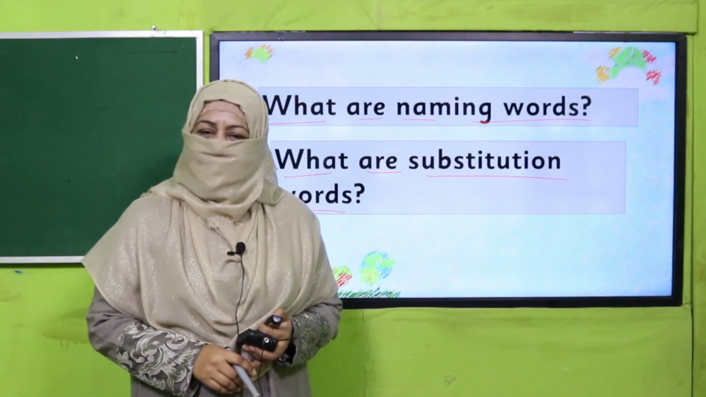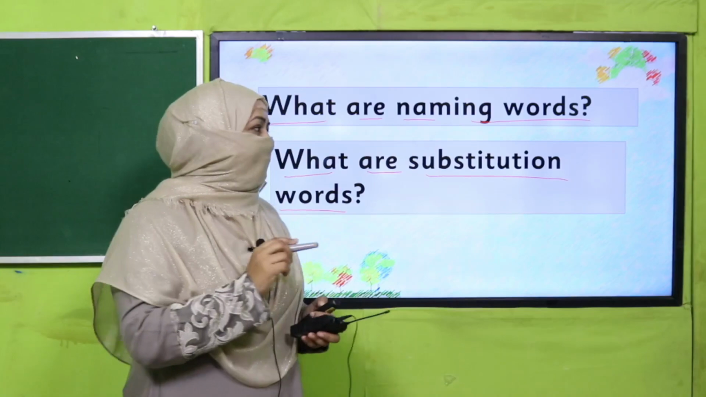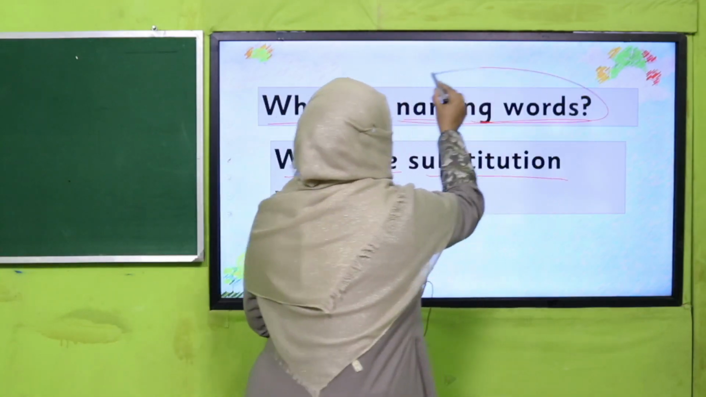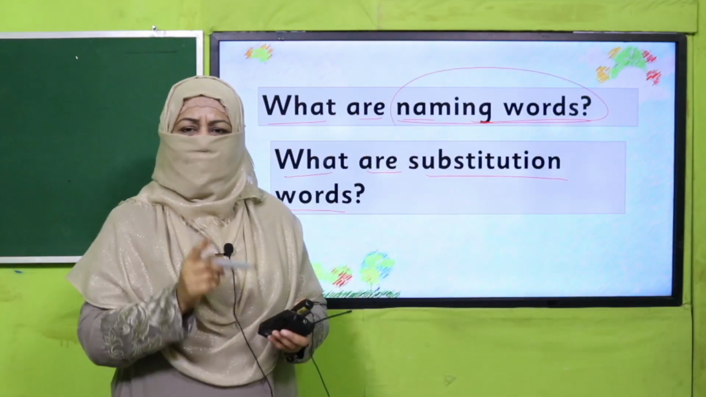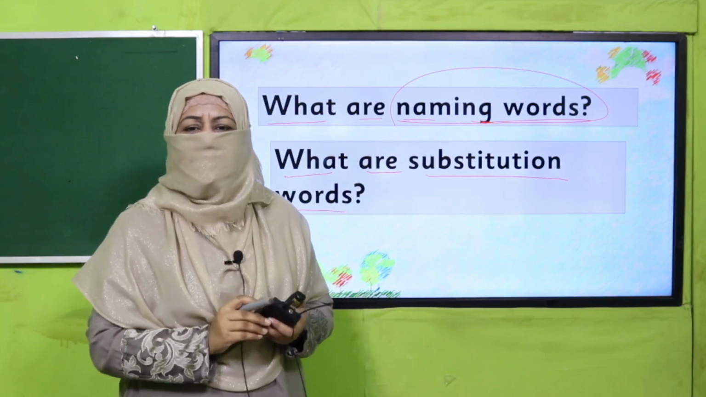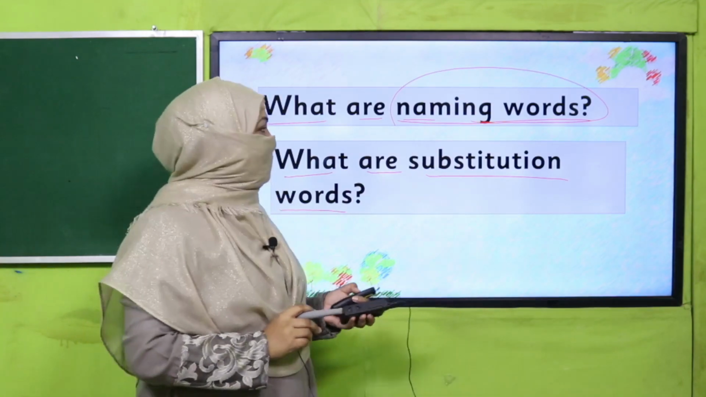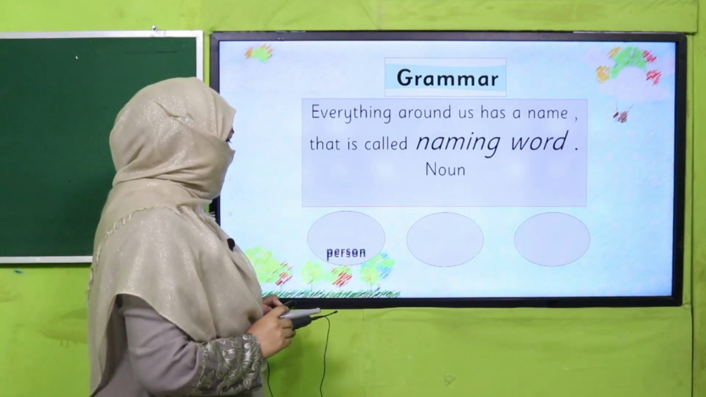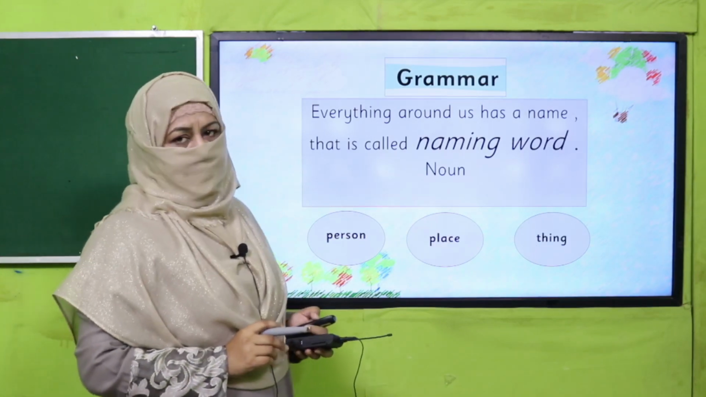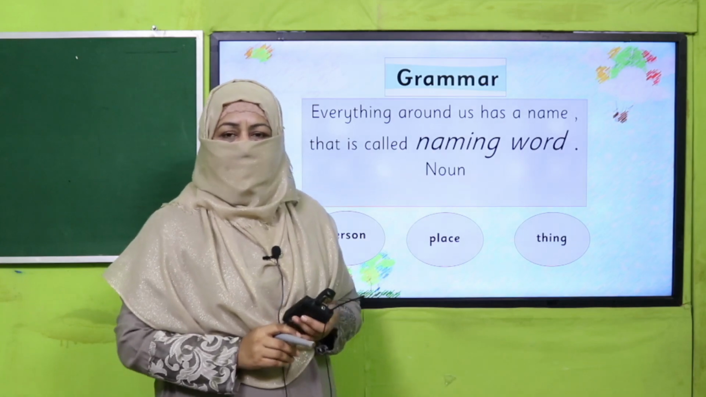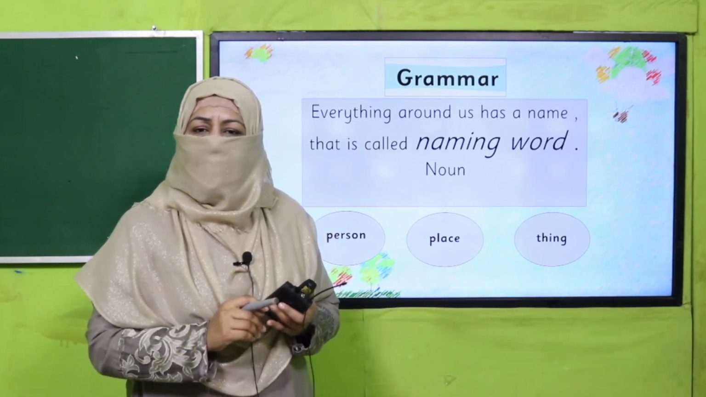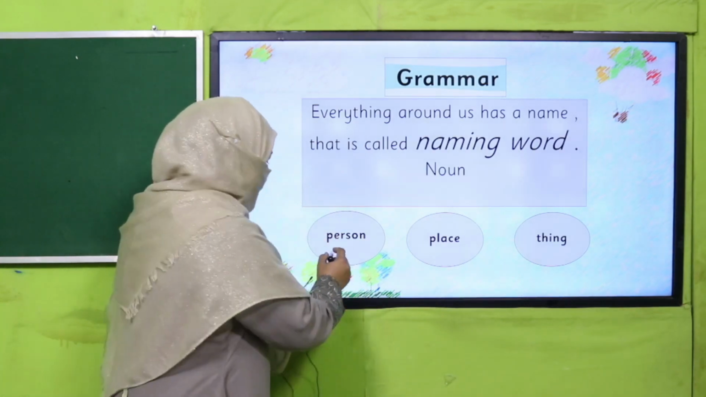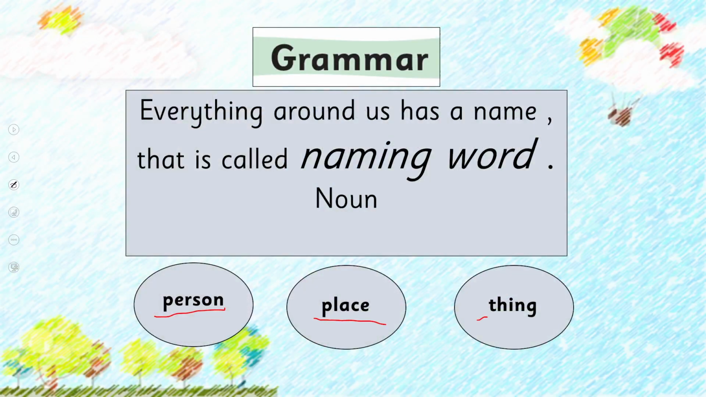Yes, my dear children, I hope now every one of you knows about naming words, that everything around us which we can touch, hold, feel or see has a name and that is called a naming word. This naming word may refer to a person, place or thing, right? We have learned it. So we use a naming word for a person or a place or a thing.